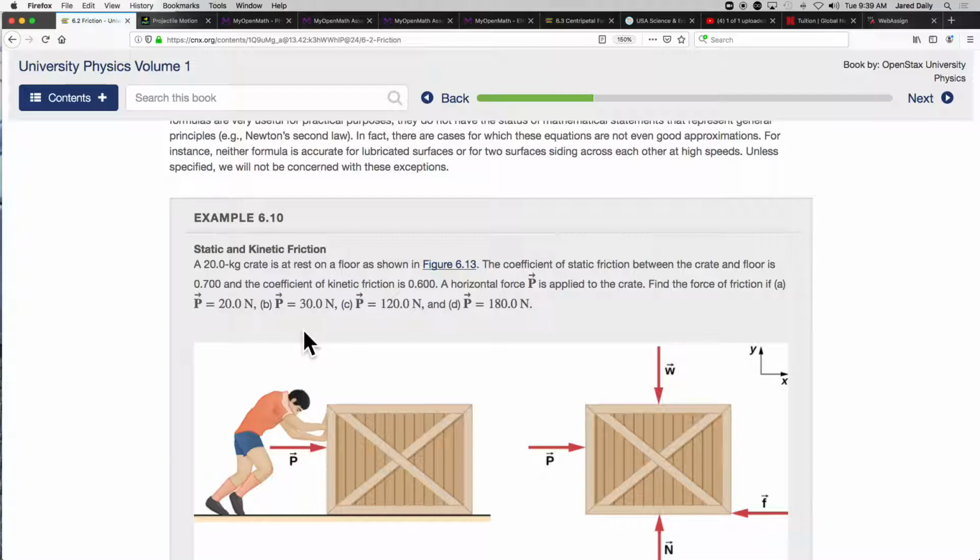So the frictional force from part B is 30 newtons. And of course, if we're talking about directions and 20 newtons is the positive direction, then friction would be negative 20 newtons, right? Because it's going to push backwards.